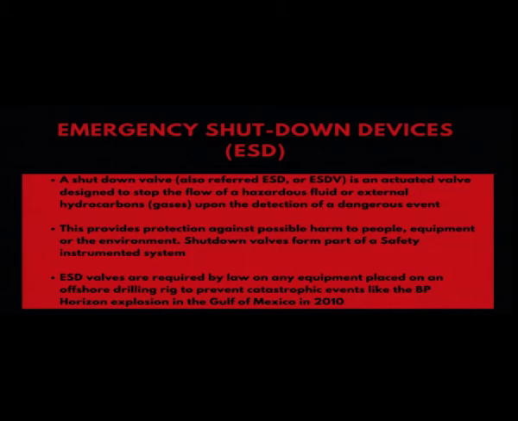Based on this cause and effect diagram or matrix, the emergency shutdown system is going to trigger multiple actions. A shutdown valve, or emergency shutdown valve, also known as ESDV, is an actuated valve designed to stop the flow of a hazardous fluid or hydrocarbons upon the detection of a dangerous event. For example, furnace coil outlet temperature going beyond the alarm limit is a dangerous event. The knockout drum level going beyond designated alarm limits is a dangerous event. This provides protection against possible harm to people, equipment, or the environment.